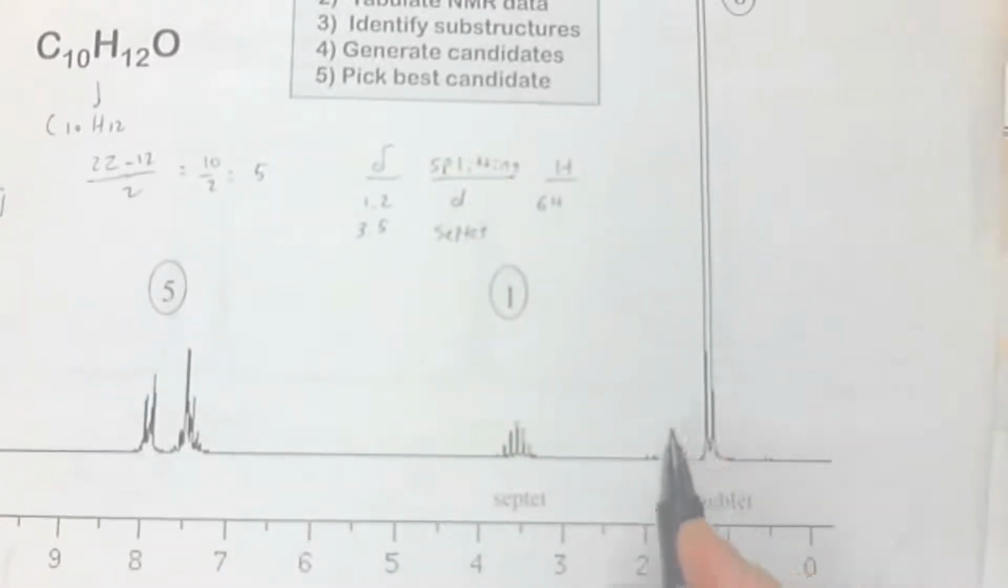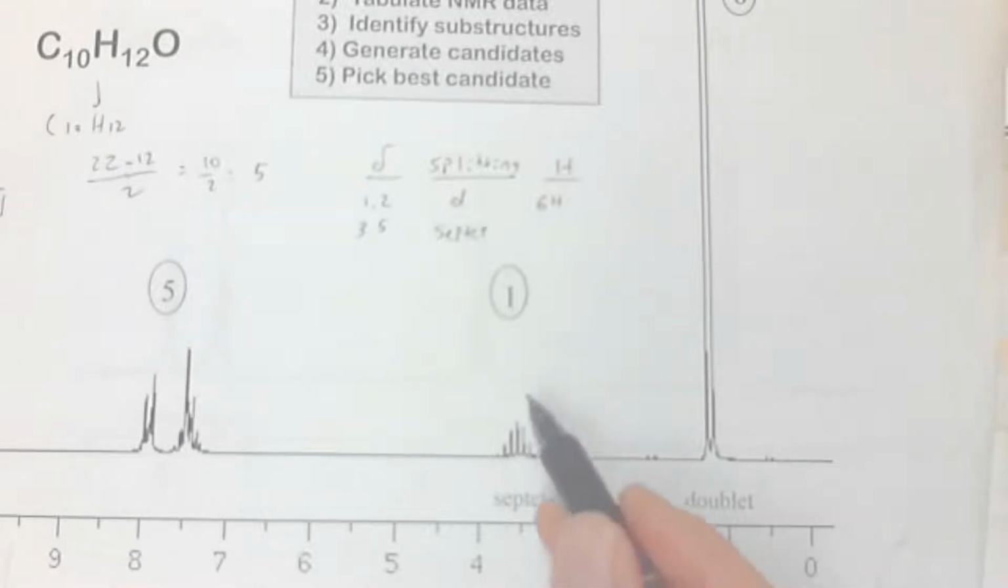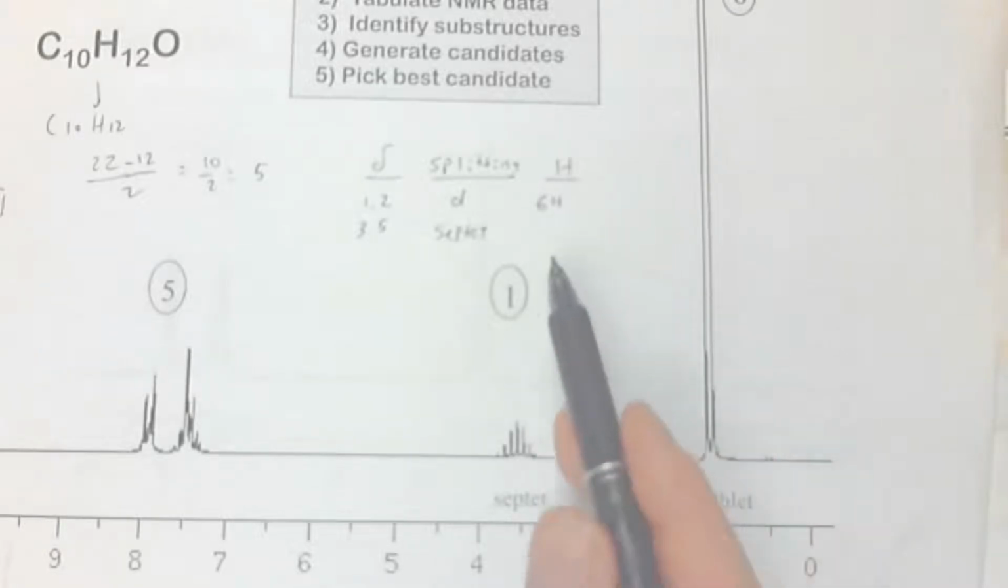I tell you septet here. But if you can't count all the peaks, you might just say multiplet. Because remember on the last one, we didn't even figure out. Oh, we said, oh, it's a multiplet, and then we got the answer. Septet, multiplet, it doesn't really matter. All we know is there's a bunch of stuff around here, right? Okay, and that's 1H.